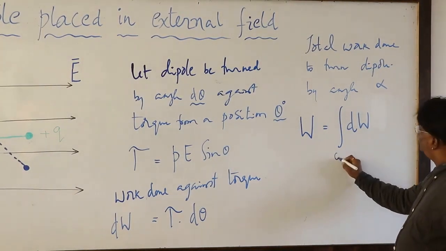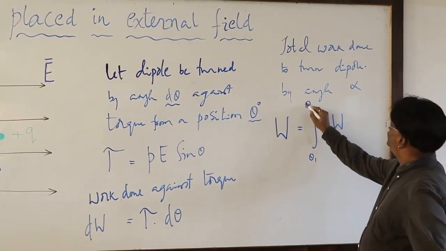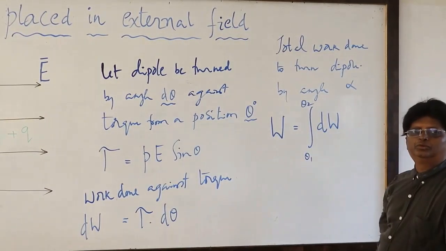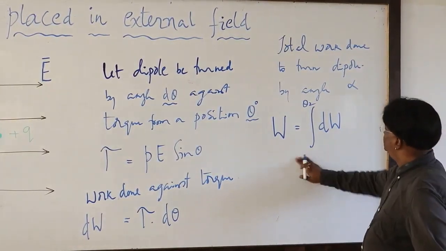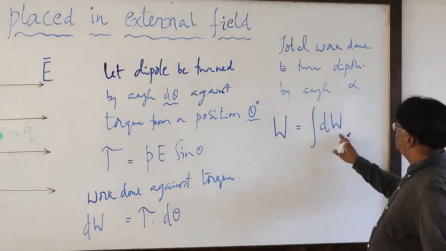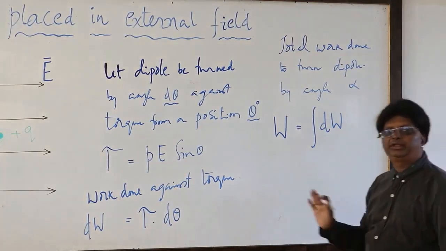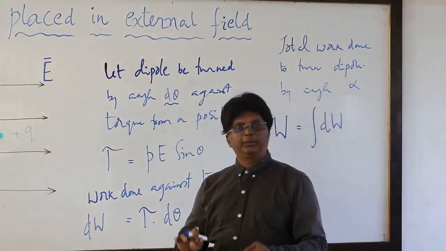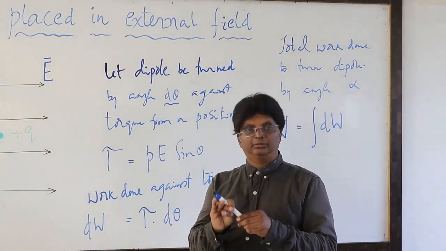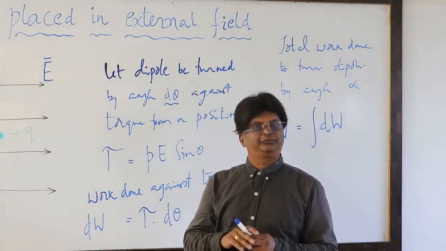I will write this as from theta 1 position to theta 2 position. Afterwards we will do that. So W is equal to integral dW, a small integral. Now we will evaluate. Remember, this will be your fundamental. This is not a derivation, no confusion.